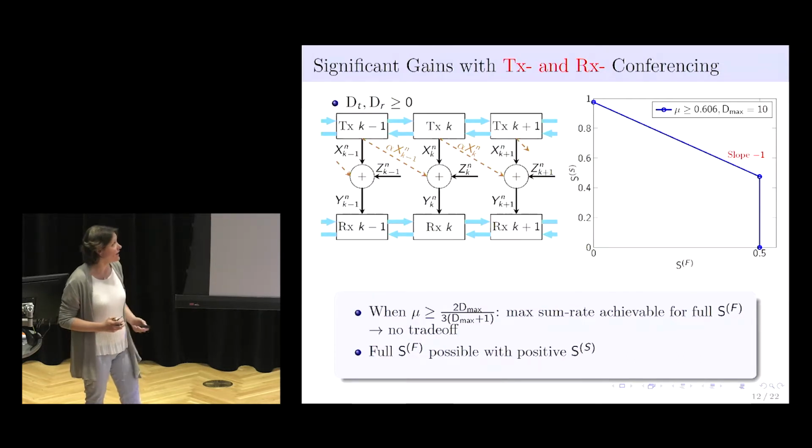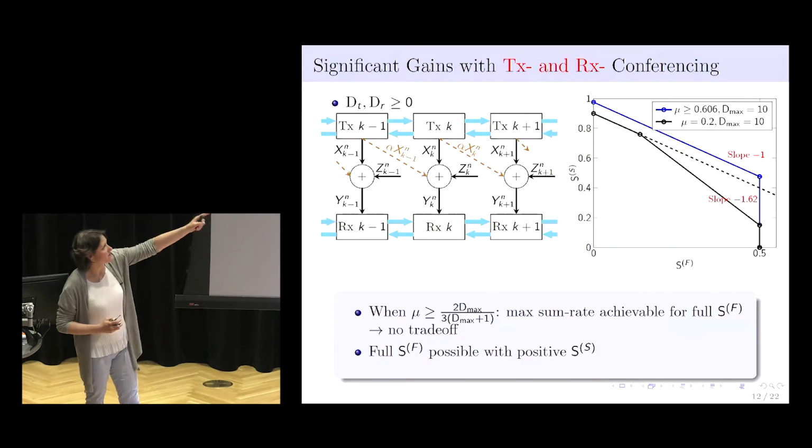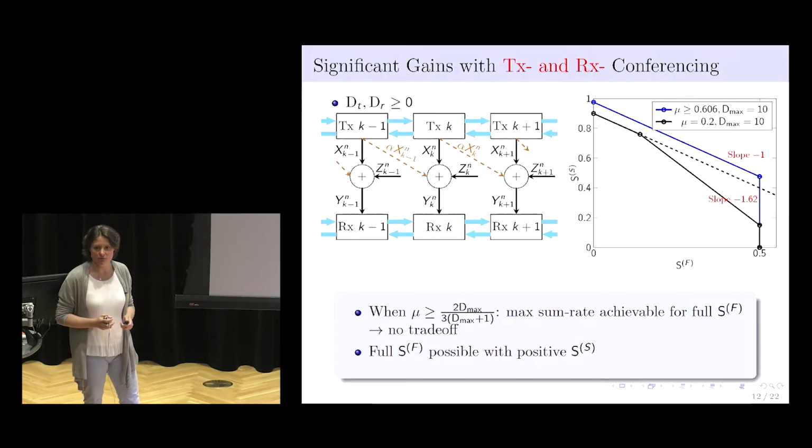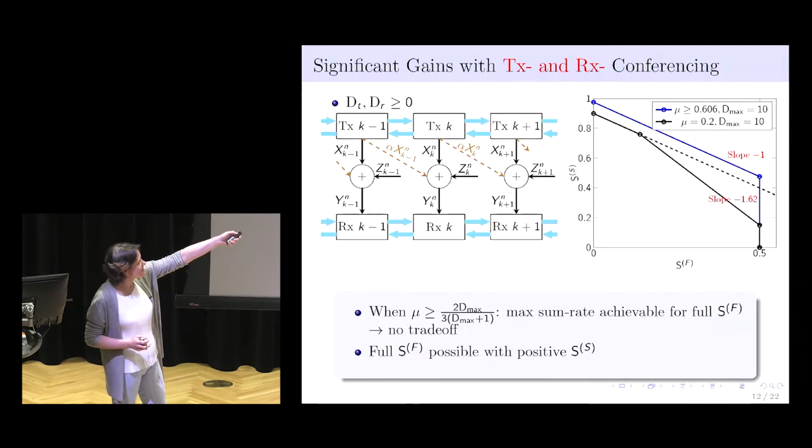So this holds when you have enough cooperation prelock. If you have slightly less cooperation prelock, then actually you have to pay a little bit, and you get something that looks like the black curve. Okay? So now let's look at some schemes.